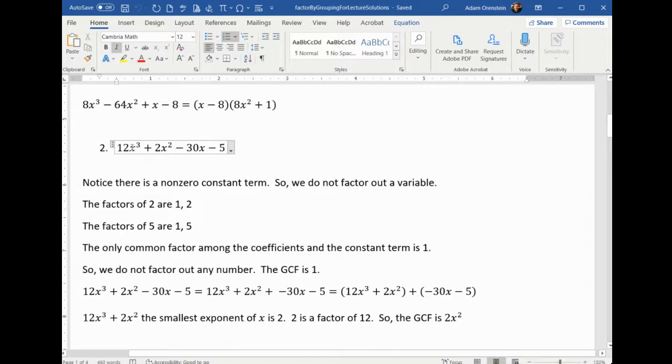Okay. I mean, you could list all the factors of 12, of 2, of 30, and 5. You could do that if you want. But if we just look at 2 and 5, the factors of 2 are just 1 and 2. The factors of 5 are 1 and 5. Those two alone only have a common factor of 1. So the only common factor, in fact, among all the coefficients and the constant term must be 1.